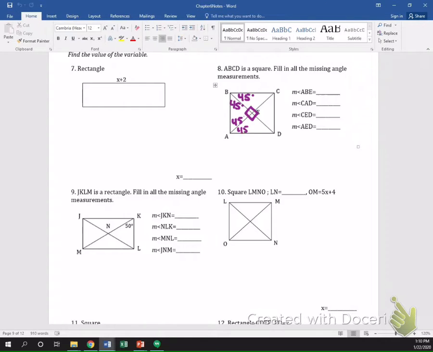The whole angle is 90 degrees since it's a square. And since a square is also a rhombus, they're also bisected. So if you cut 90 degrees in half, you get 45. Okay, so which problem is this one? This is number 8. I'm just doing your notes with you. Your notes packet is literally just on the board now.